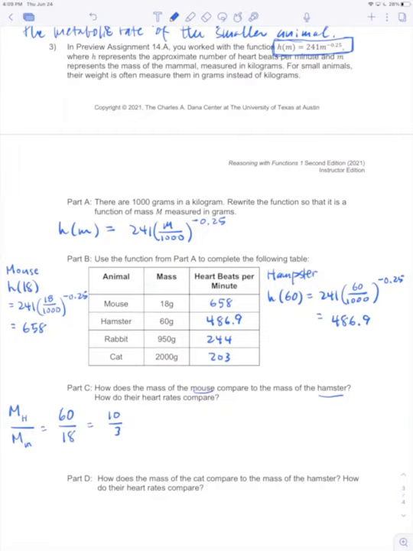In terms of heart rate, so if we compare the heart rate of the hamster to the heart rate of the mouse, then we're looking at beats per minute, and we're going to put the 486.9 beats per minute over the 658.